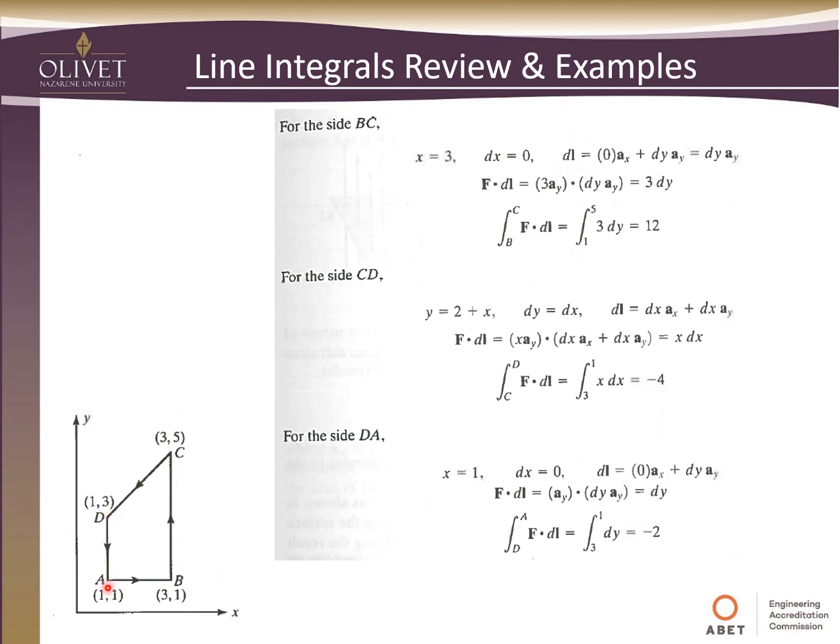And then finally, from D to A, in this case, x is equal to 1. So our dx will be 0. Plug that back into our dL equation. Again, this a_x term goes to 0. That leaves us with dy a_y. As we evaluate our F, since x is 1, we're only left with a_y, and then we have dy a_y. Of course, the dot product of that is 1 and leaves us with dy. So if we integrate now, dy, and y here goes from 3 to 1, and we get -2.